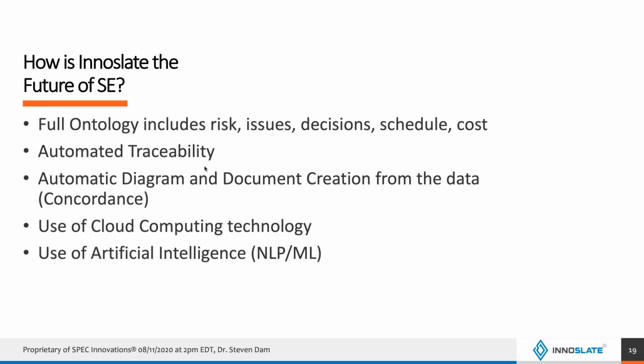So again, Innoslate is part of that future because it gives a full ontology. We've actually extended the schema for V&V. We have implemented the SysML extensions that are in 1.1 of LML. We automated the traceability. We're going to show you all these things. We have automatic diagram and document creation from the data. Again, we're implementing concordance. We use extensively cloud computing technology and AI.